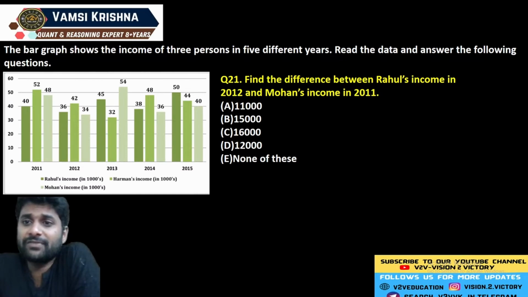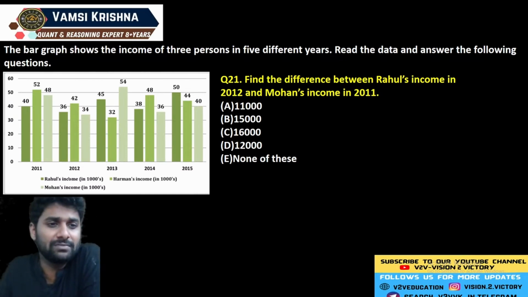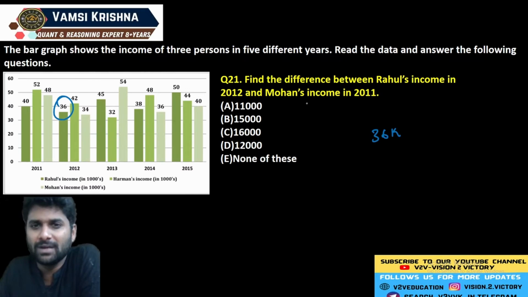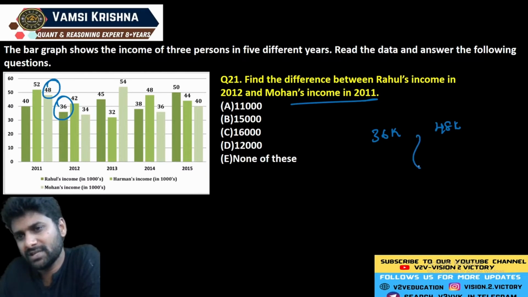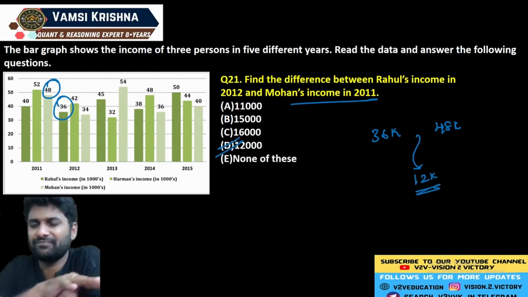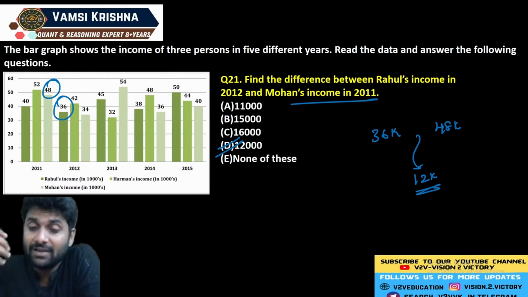Now, find the difference between Rahul's income in 2012 and Mohan's income in 2011. Rahul's income in 2012 is 36,000. Mohan's income in 2011 is 48K. What is the difference here? 12K. It's a simple question, guys. You can get this option within 5 seconds. For these kinds of questions, if you observe carefully, you can save your time.